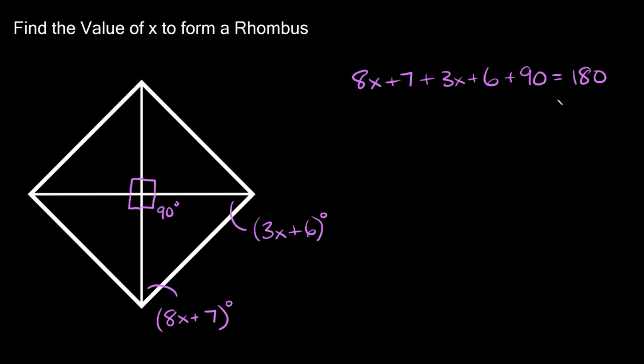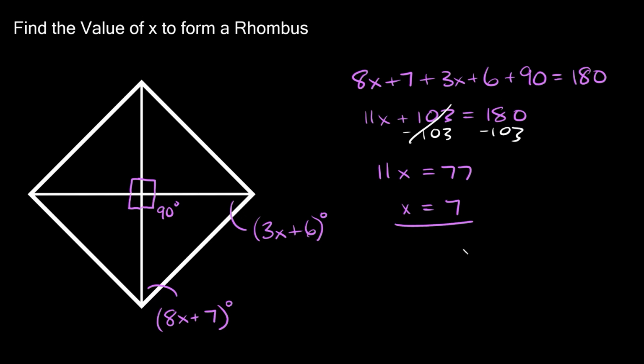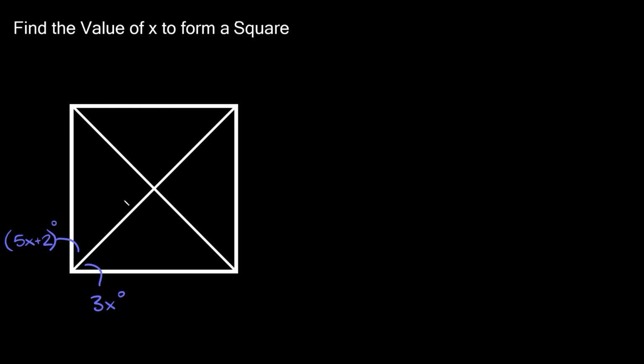Combining like terms here, 8x plus 3x is equal to 11x. And 7 plus 6 plus 90, that's equal to 103. So plus 103, and that's equal to 180. Subtracting 103 from both sides, we get that 11x is equal to 77. So here we can see that x is equal to 7. Boom. All right, here's the next example.